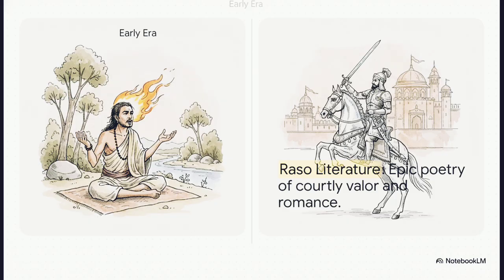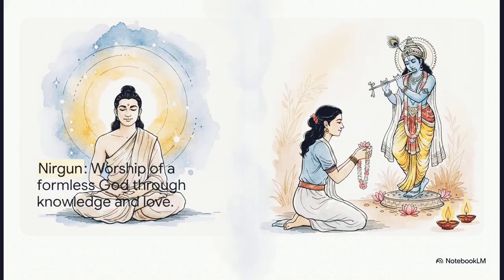But then, on the exact opposite side of the spectrum, you had Raso literature. This gave us grand, sword-clashing epics of courtly valor and romance. The most famous example is Chand Bardai's massive epic, the Prithviraj Raso. It's literally two totally different worlds, sharing the exact same era. So what's really crucial here is how this shifts into the Golden Era, or Bhakti Kal.